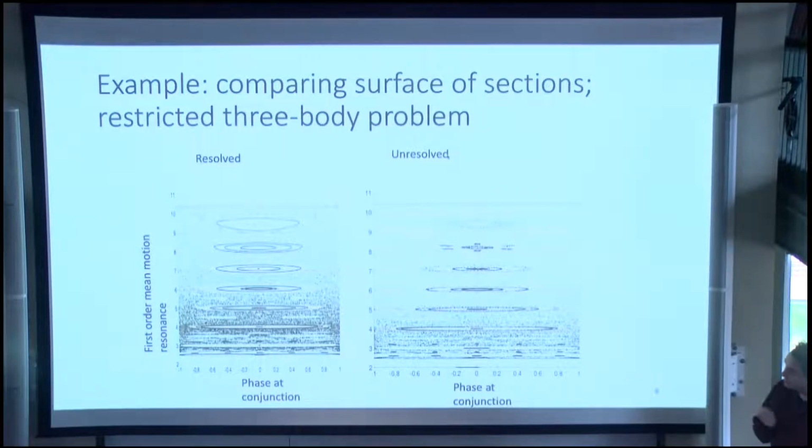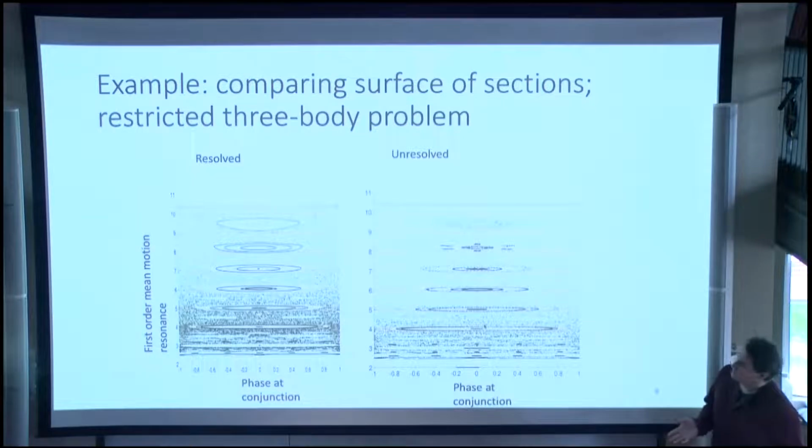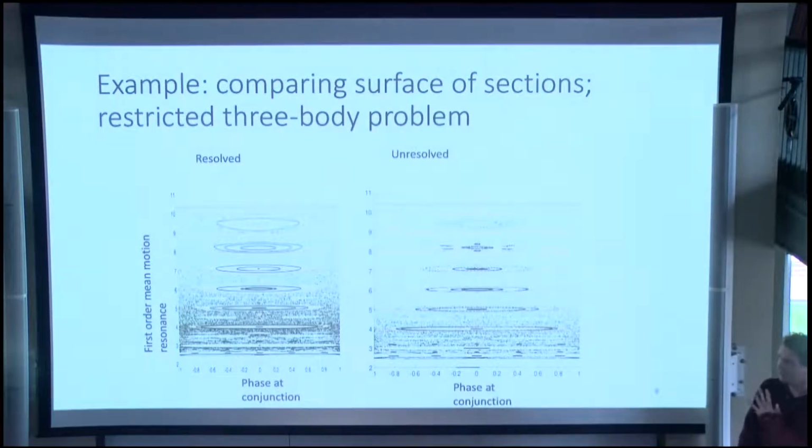When the pericenter is unresolved, we can see the phase space changes significantly. This chaotic sea, the area grows significantly. Some of these invariant curves are destroyed. So this is one way to look at what this numerical chaos is doing. And this also affects the possible stabilities.